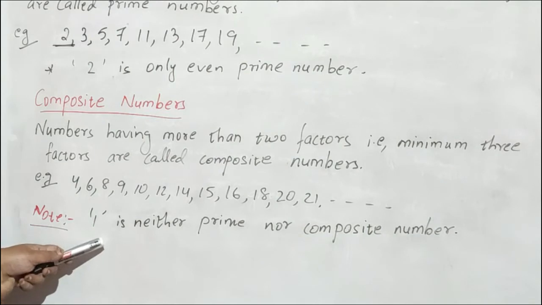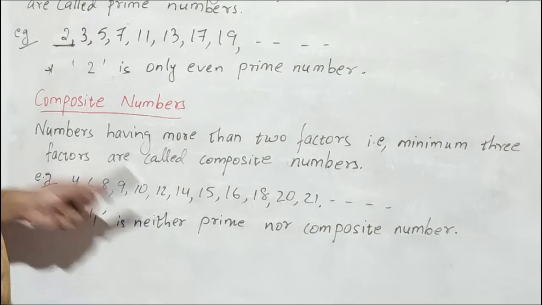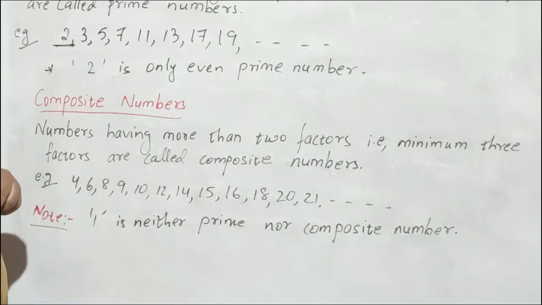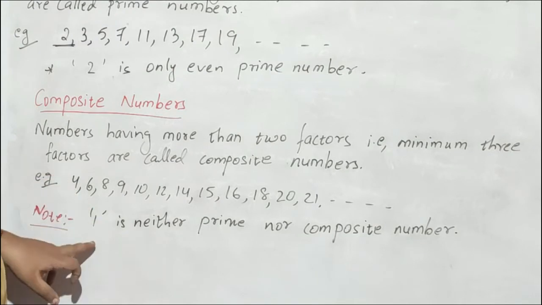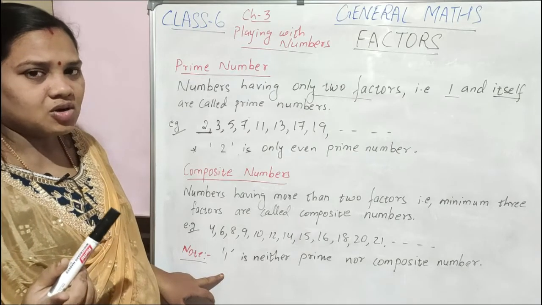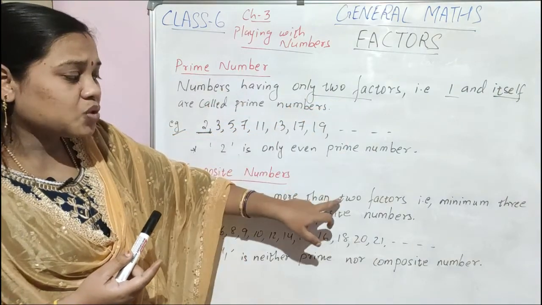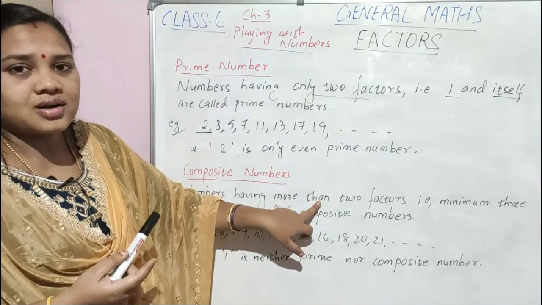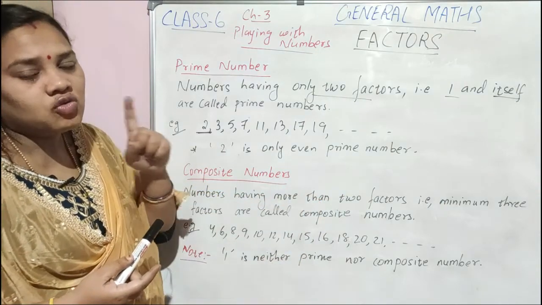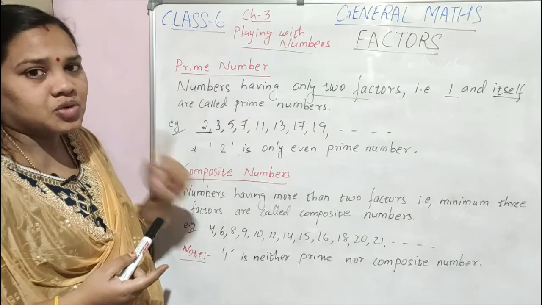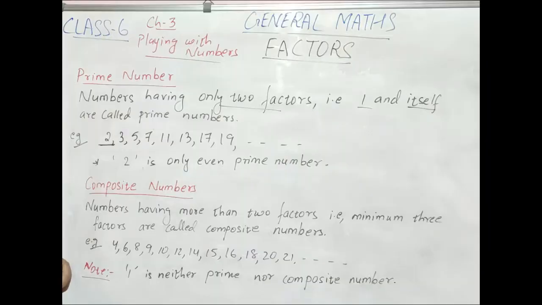Note point: 1 is neither prime nor composite. A very important thing to remember. Reason: 1 has only 1 factor. So it is not a prime number, because to be a prime number there should be 2 factors. To be a composite number there should be more than 2 factors. But 1 has only 1 factor. So 1 is neither prime nor composite. Clear children? Please note this down.